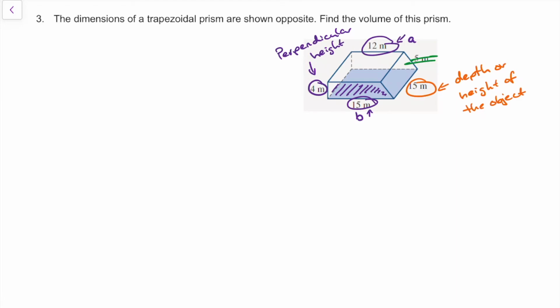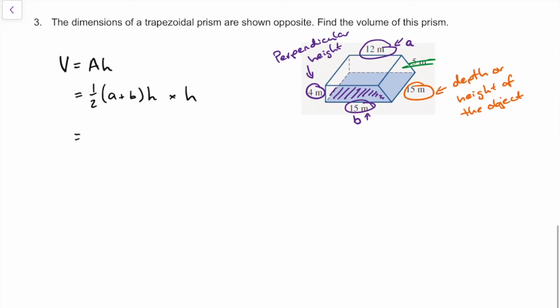So starting just like we did before, V equals AH. All right, so the area of the face times the height of the object. The area of the face on this one is a trapezium, so we're going to use the half A plus B times H. Now there's a much easier way of writing that out, which is H on 2 times A plus B. That's going to be a slightly easier way of writing it out. All right, and then times the H at the end. Okay, so that's this bit here.